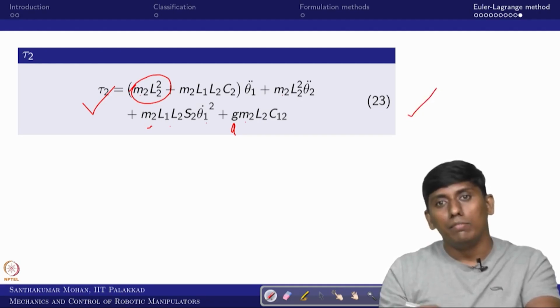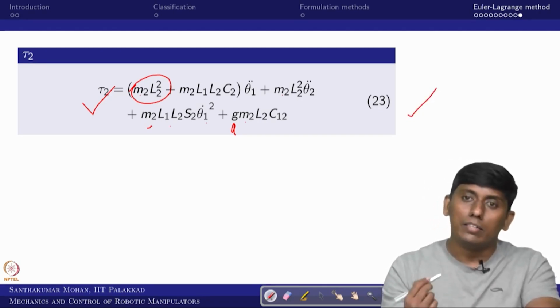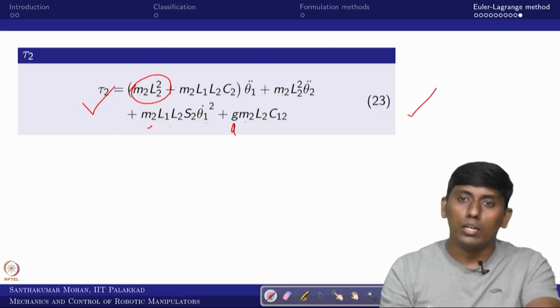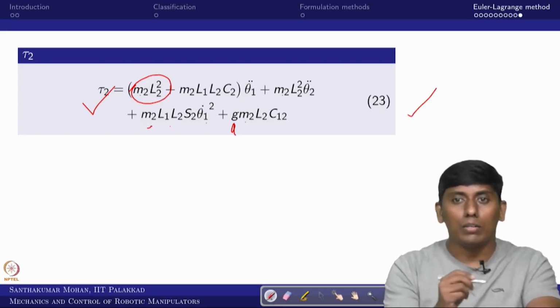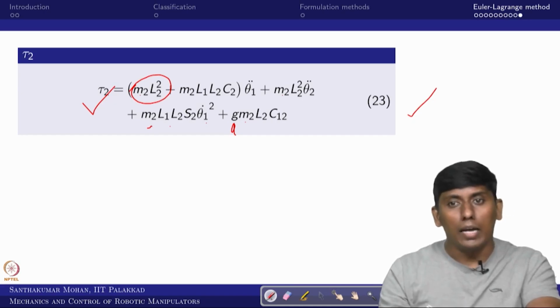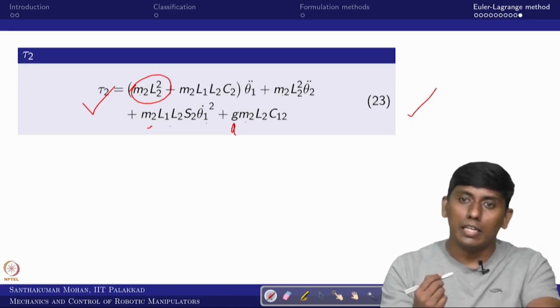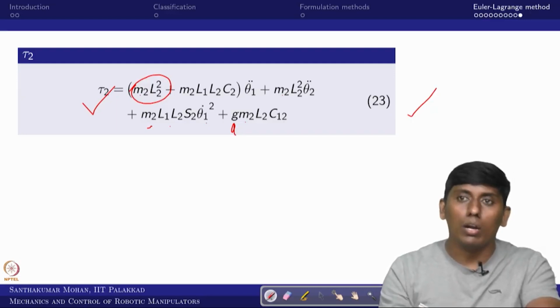This is the way we have derived it. For the same manipulator, we can see the Newton-Euler method, and see whether the equation comes out similar to this method. So in the next lecture we will see the other method, called the Newton-Euler method, with the same example.